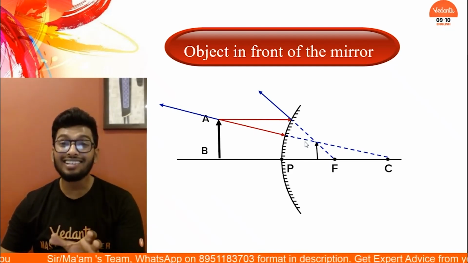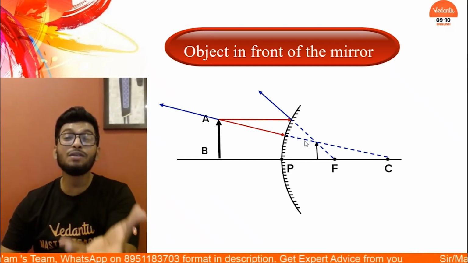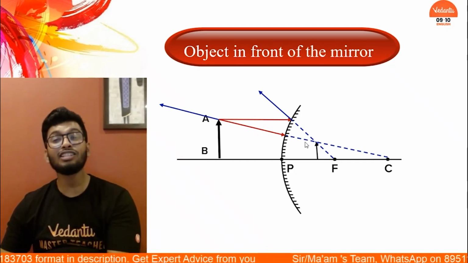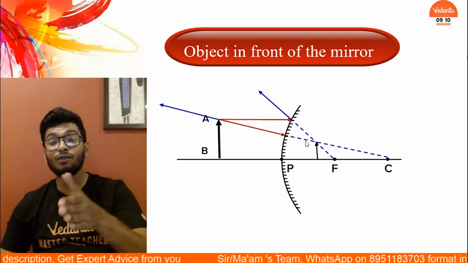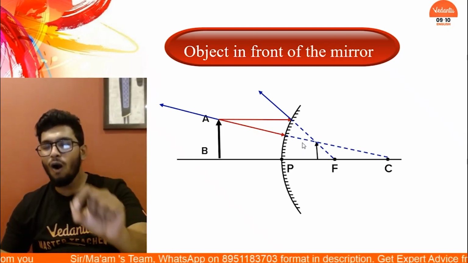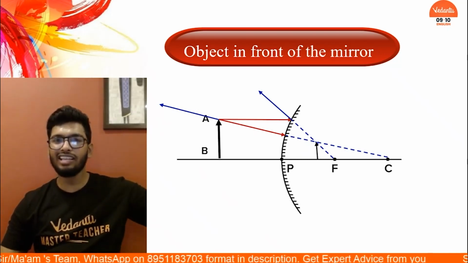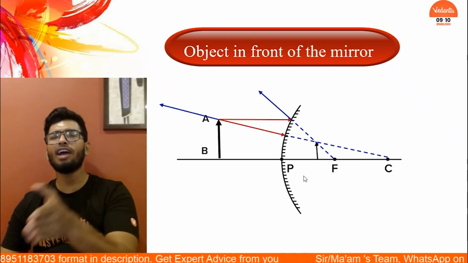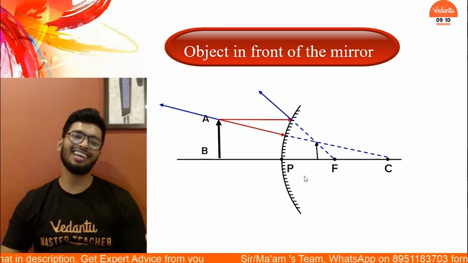And the best part is, it doesn't matter where you keep the object. Let's say you bring it closer, still the image is going to be formed between P and F. Let's say you take it far away, still the image is going to be formed between P and F. As long as the object is not at infinity, anywhere from infinity to pole, the image will be formed between pole and focus. But there's a small catch.